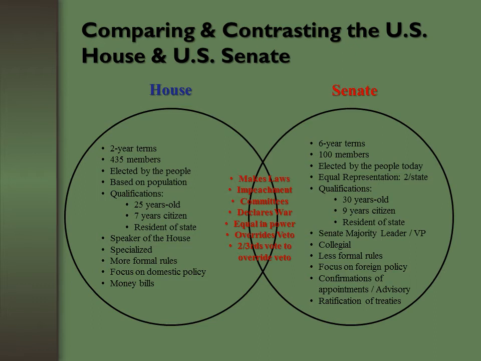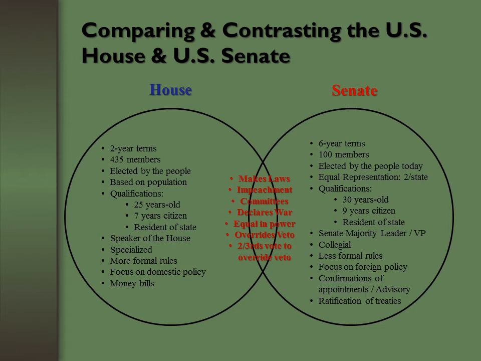That only makes sense. They focus much more on domestic policy, whereas the Senate focuses much more on foreign policy. Confirmations of appointments are also the realm of the Senate. They usually take also an advisory role, the advice and consent to help the president. And also, important for you to note here, all ratification of treaties also go through the Senate.